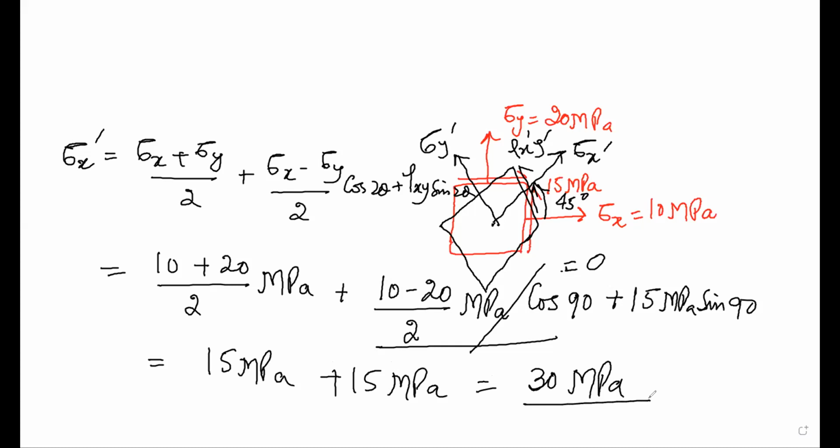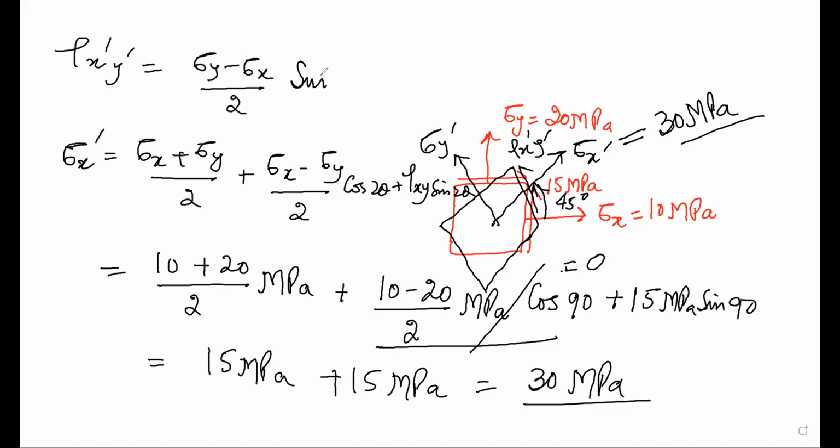So this you can do using transformation equations. You can directly write sigma x prime is equal to 30 megapascal. Okay, this is using the transformation equations. You can also do this with the help of the Mohr's circle. Now we also have the equation for tau x prime y prime. Write down. We know tau x prime y prime is equal to (sigma y minus sigma x)/2 sine 2 theta plus tau xy cos 2 theta. Is this the formula? Yes?